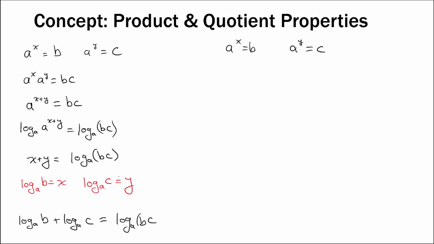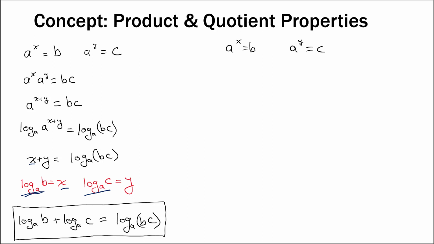All I'm doing is rewriting these original truths that we're using for this proof in logarithmic form. Now I'm going to substitute log base a of b for x, since those are equal to each other, and for y, I'm going to substitute log base a of c. And we get that log base a of b plus log base a of c equals log base a of b times c. So what this shows us is that if I have log of some base, and inside my log I have multiplication, I can break that out into individual logarithms with addition separating them.